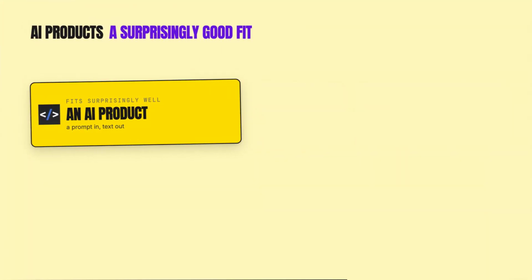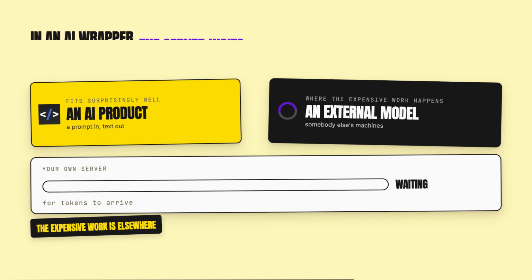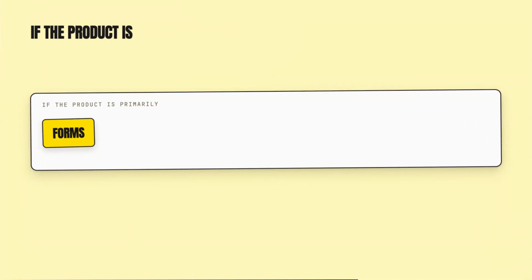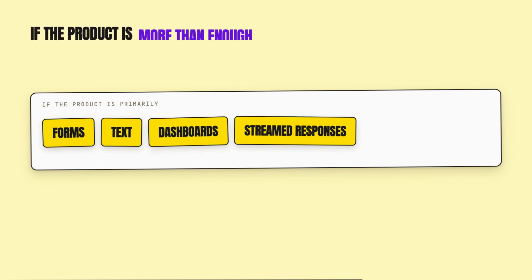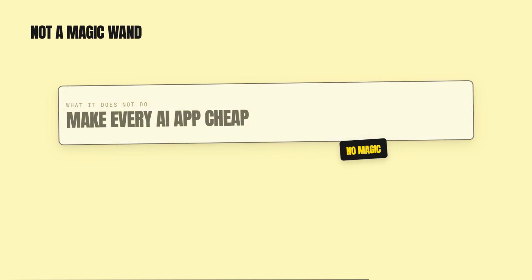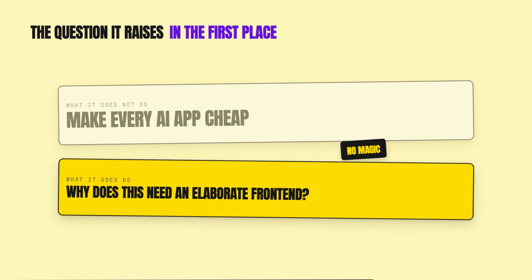It also fits many AI products surprisingly well. In an AI wrapper, the expensive work often happens inside an external model. Your own server spends much of its time waiting for tokens to arrive. If the product is primarily forms, text, dashboards, and streamed responses, a lightweight server-rendered interface may be more than enough. HTMX doesn't magically make every AI application inexpensive, but it makes developers question why a simple AI interface needs such an elaborate front-end in the first place.